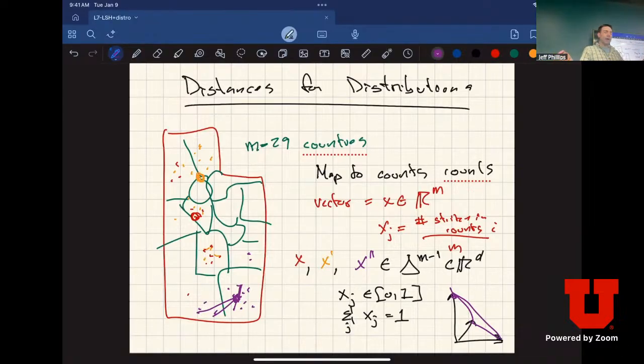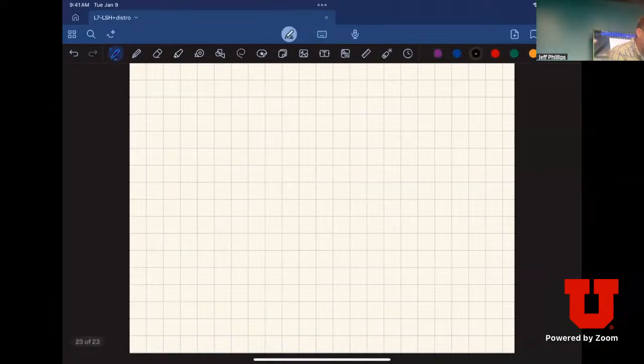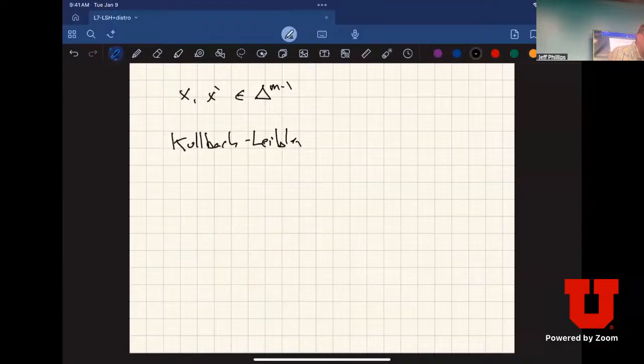You typically don't use Euclidean distance for these. The most common one would be called the Kullback-Leibler divergence, and they call it that instead of a distance.